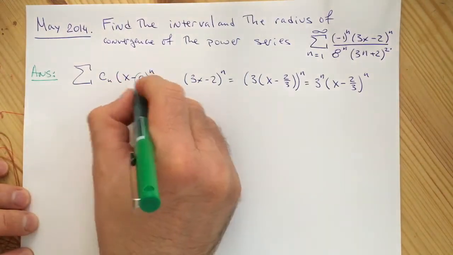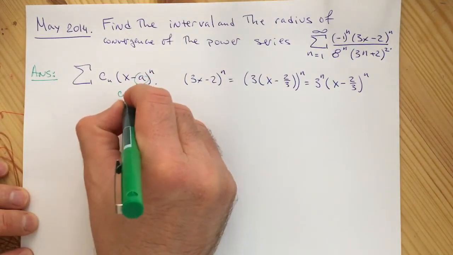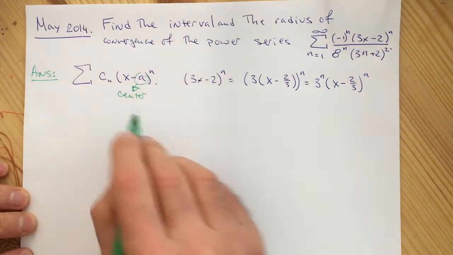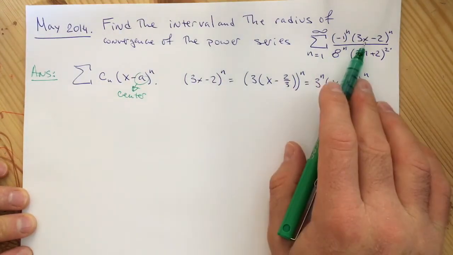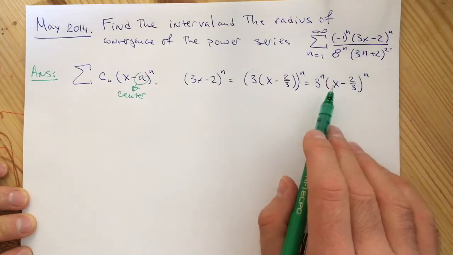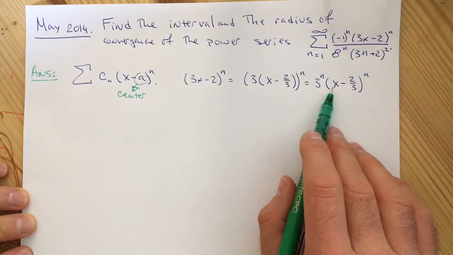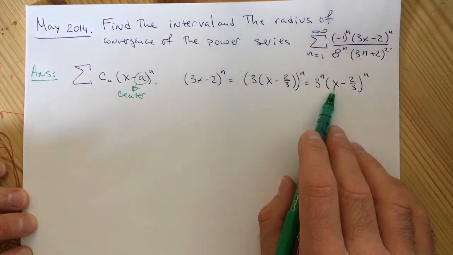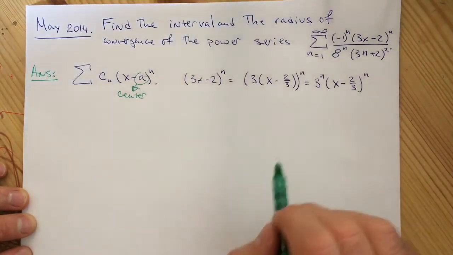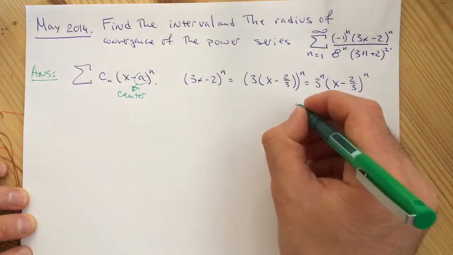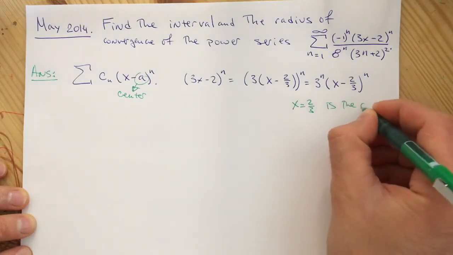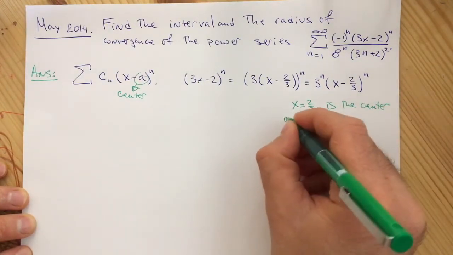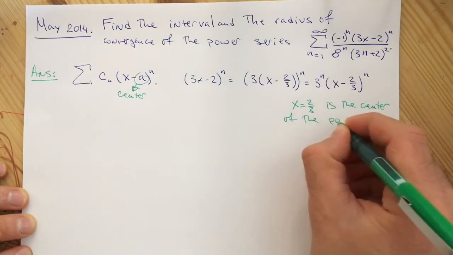So as you can see, now we have expressed the factor involving x in our question with x having a coefficient 1. So from here, obviously, x equal to 2/3 is the center of the power series.